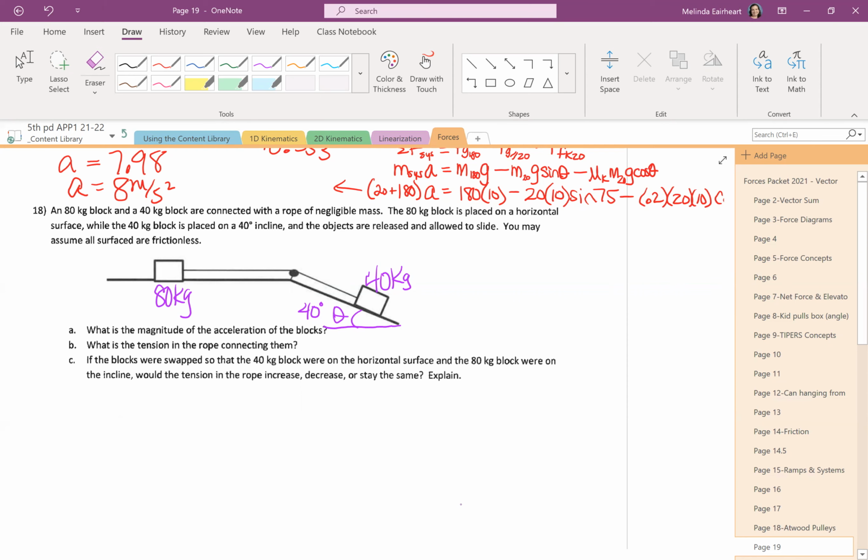What is the acceleration of the blocks? And what is the tension in the rope connecting them? And then part C, what if we swap the blocks on the horizontal surface and the incline? Would the tension increase, decrease, or stay the same? So let's start out. Step one to any force problem is what?